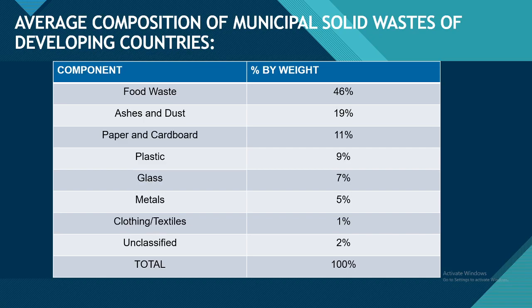This is the average composition of municipal solid waste of developing countries. These are the components, and these are the percentages by weight. Food waste has over 46%, the highest among these components. Ash and dust is 19%, paper and cardboard is 11%, plastic is 9%, glass is 7%, metal is 5%, clothing and textiles is 1%, and unclassified is 2%. That would be a total of 100%.